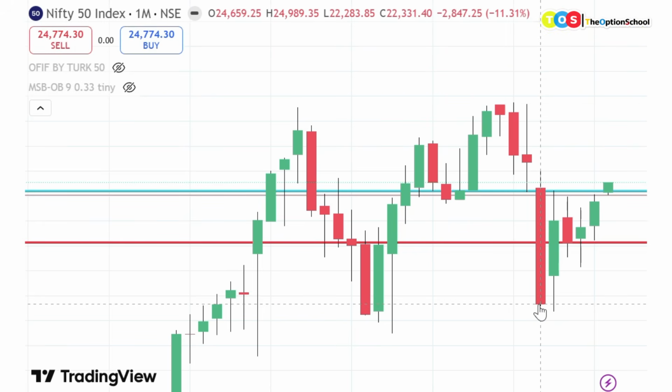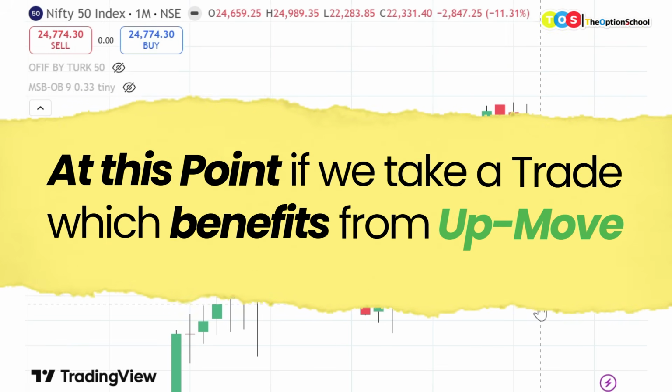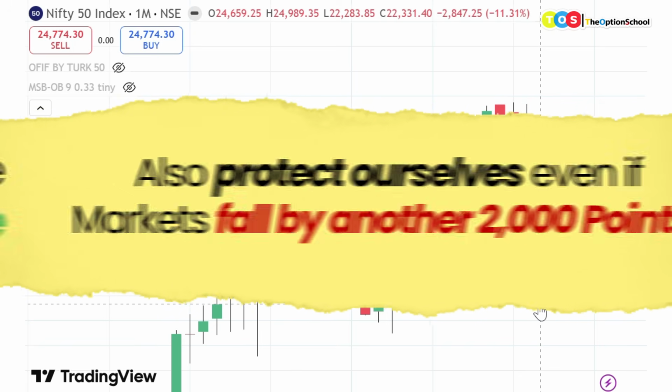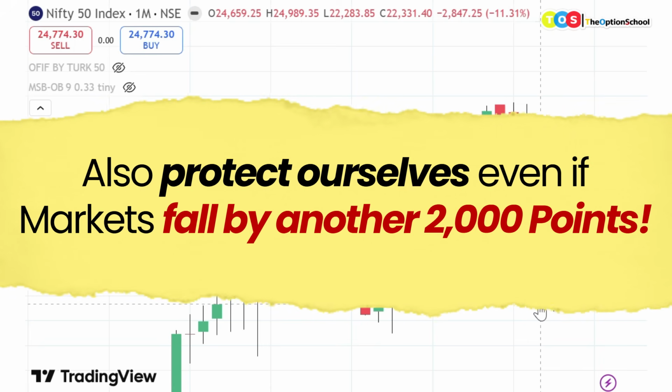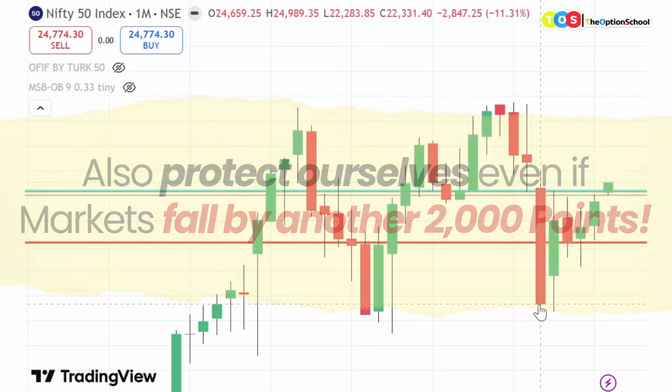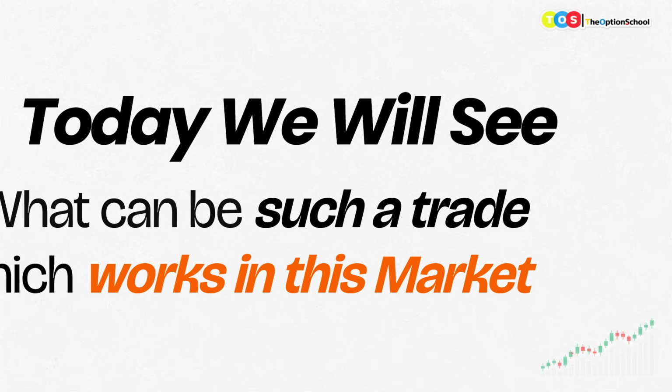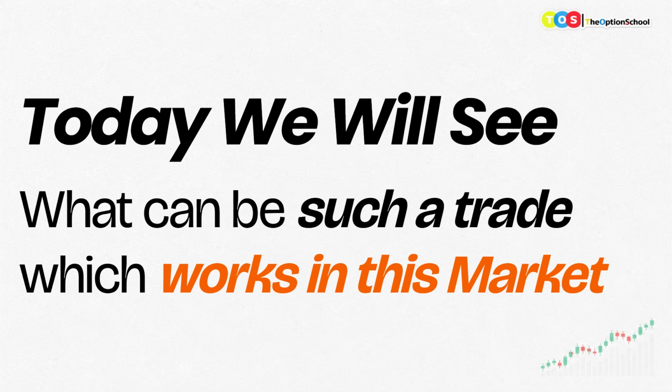Now at that point in time, if I take some trade which can give me profit if market goes up, and simultaneously I protect my trade so that from here also if market goes down by another 1500, 2000 points, then also I am safe, then that would be really a good trade. Now what can be such a trade? We are going to see this in today's video.